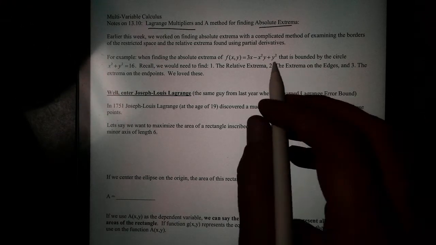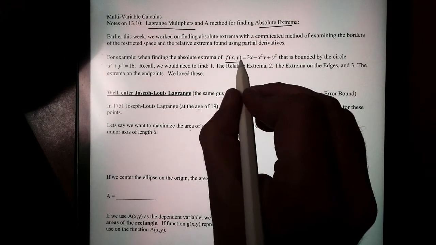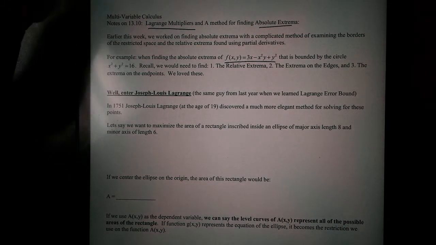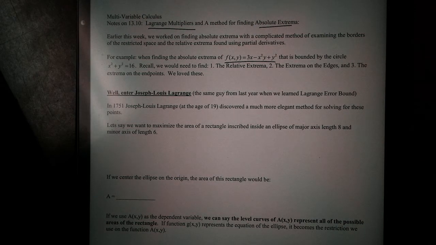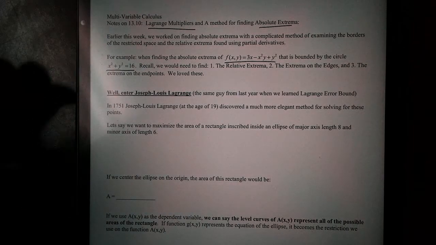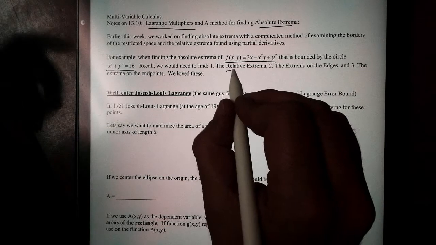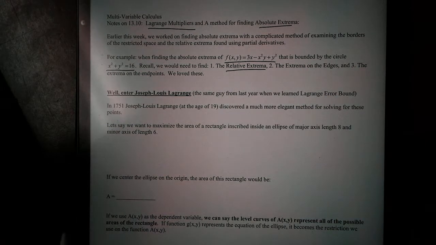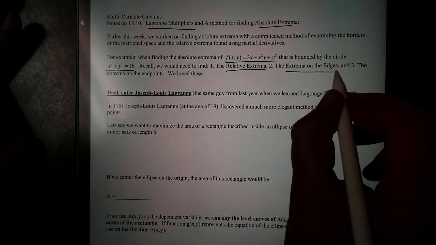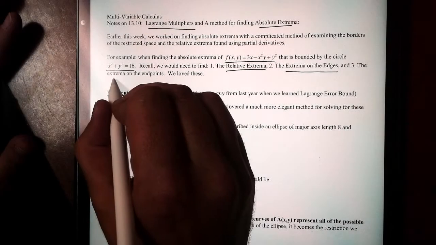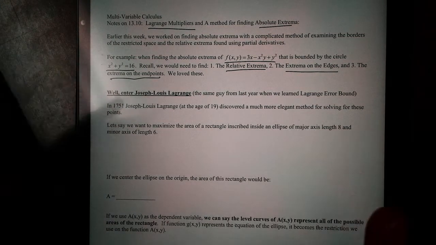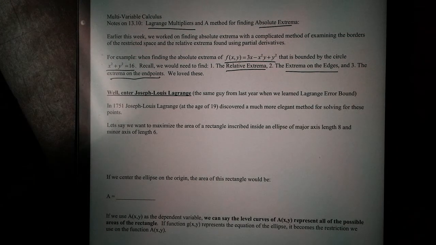For example, if we wanted to find the absolute maximum of our function y = f(x, y) = 3x - x²y + y², and we're bounded by the circle with a radius of 16, we first had to find all the relative extrema, that's our gradient, set those equal to 0, find all the extrema on the edges, and then all the extrema on the endpoints. They took a very long time to solve. They weren't very fun for us.